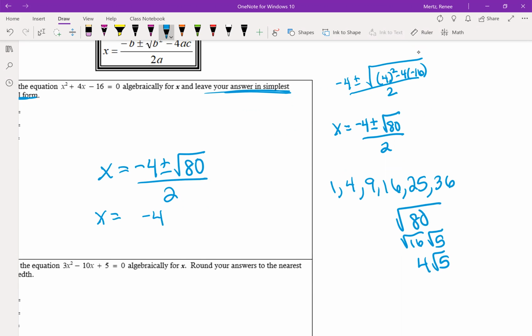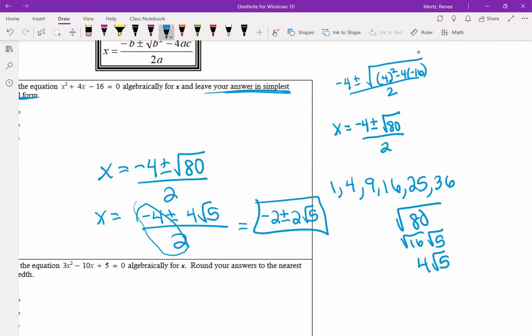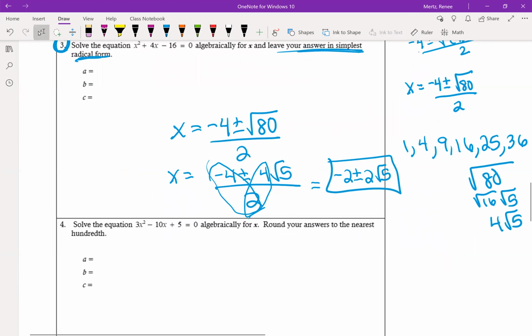So we get -4 plus or minus 4 radical 5 all over 2, which is -2 plus or minus 2 radical 5. We divided both of these by 2. Only divide the coefficients, nothing under the radical.